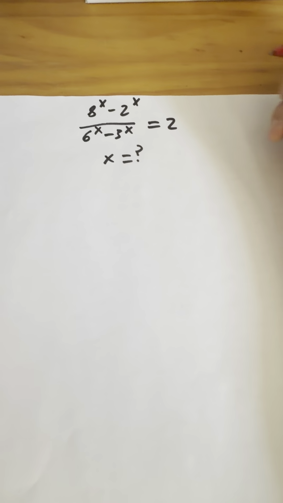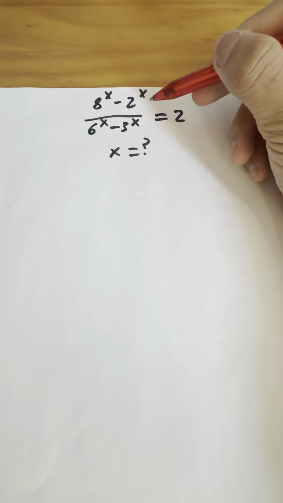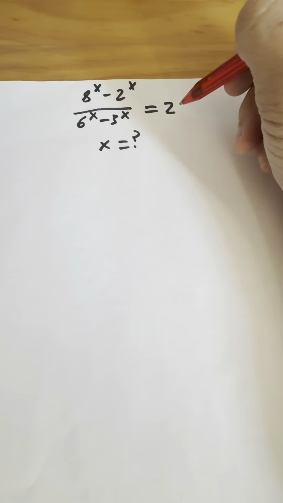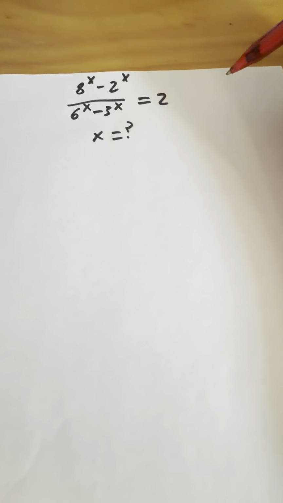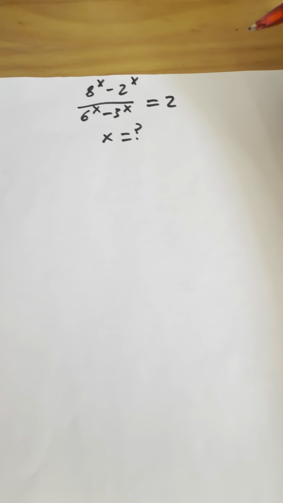Alright, here we got another problem. 8 to the power of x minus 2 to the power of x, all divided by 6 to the power of x minus 3 to the power of x, and that equals 2. We're trying to find x here.